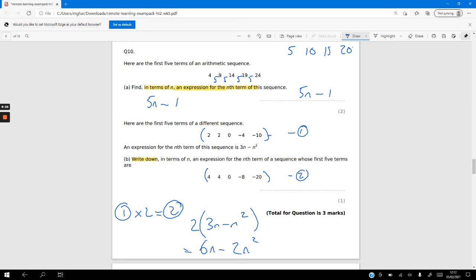Let's try n equals 2, so the second term, and I should get 4. 6 times by 2 minus 2, lots of 2 squared, which is 4, and I get 4. So this is giving me the correct answers, so I should be confident that that is correct. Okay, so we're just using some logic for that last one. A bit of a challenge, but a relatively easy mark if we get it. Well done, and any questions, let me know.